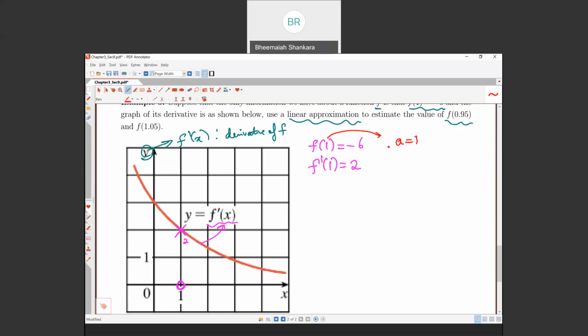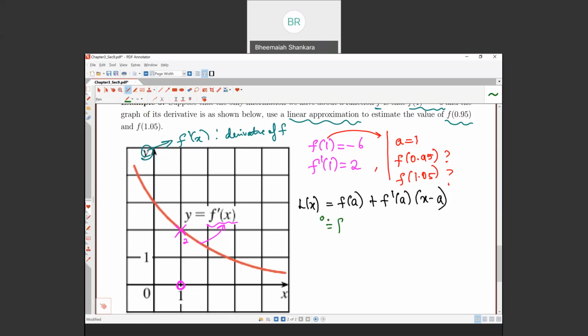And also list what are the things you want to find in the problem. You want to find the functional value at 0.95 and the functional value at 1.05. Having listed what you want to find, now you're good to write the linear approximation formula. L of x equals f of a plus f prime of a times x minus a. This is the formula we learned in this section. We also know that a is 1, so let's plug in.